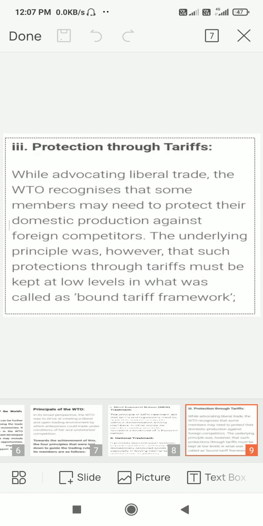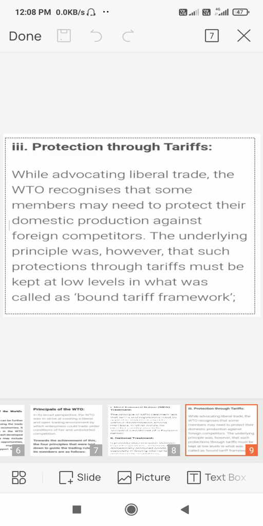So the next principle is protection through tariffs. Tariffs mean taxes or different kinds of levy in international business. So you can also protect domestic industry by applying some tariff. While advocating liberal trade, WTO recognizes that some members may need domestic protection against foreign competitors. They think that if foreign competition enters our country, maybe we lose our market, so that is their fear.